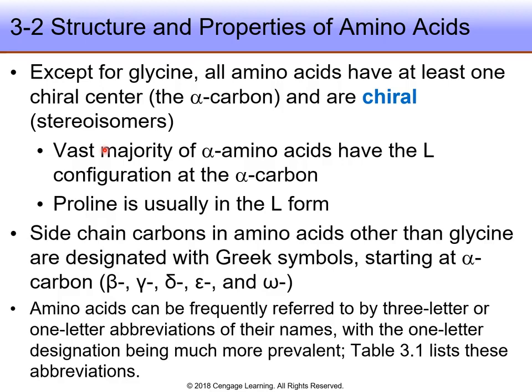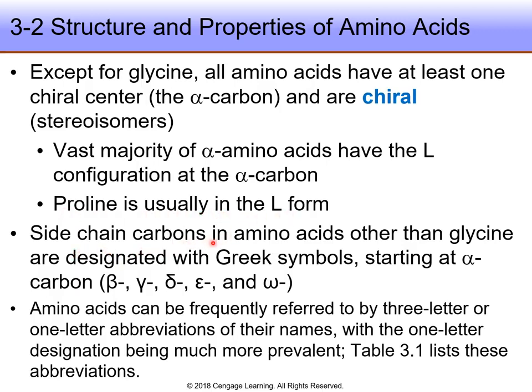Now, structure and properties of amino acids. Except for glycine, all amino acids have at least one chiral center, the alpha carbon, and are chiral stereoisomers. The vast majority of alpha amino acids have the L configuration at the alpha carbon. And proline is usually in the L form.